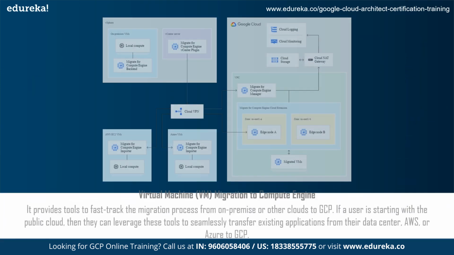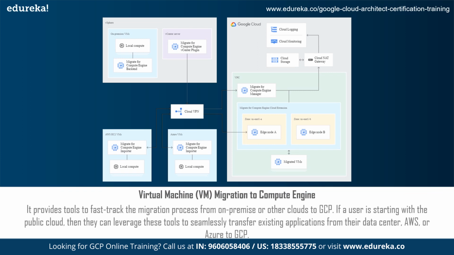So the first one is virtual machine migration to Compute Engine. As you can see in the diagram, this is how it works. It provides tools to fast track the migration process from on-premise or other clouds to Google Cloud Platform. If a user is starting with the public cloud, then they can leverage these tools to seamlessly transfer existing applications from their data center or AWS or Azure to Google Cloud Platform.